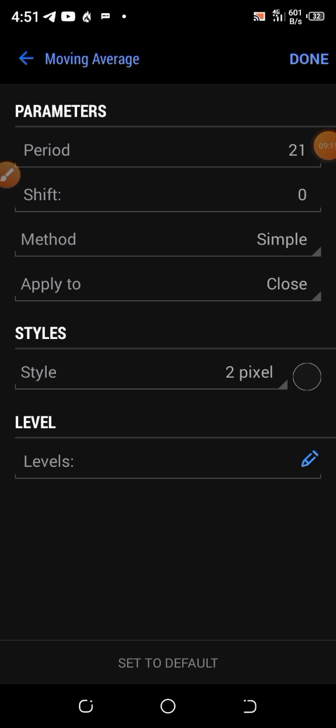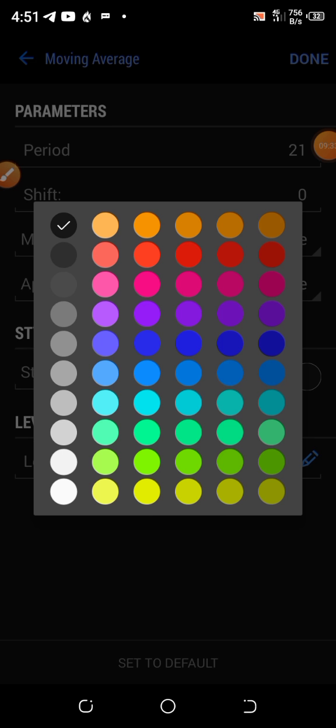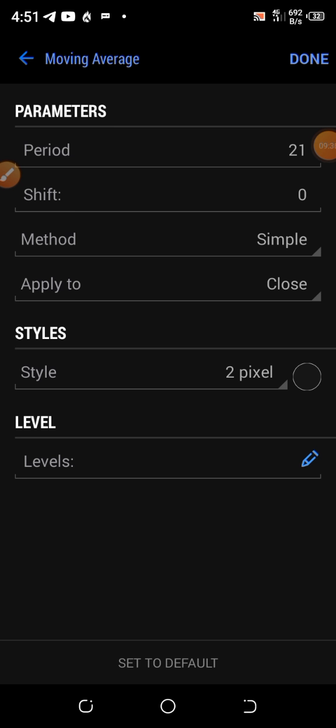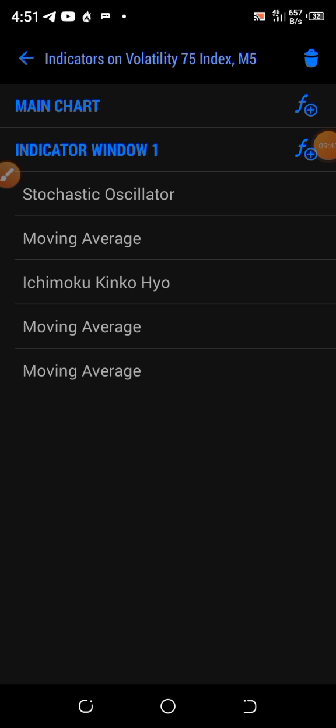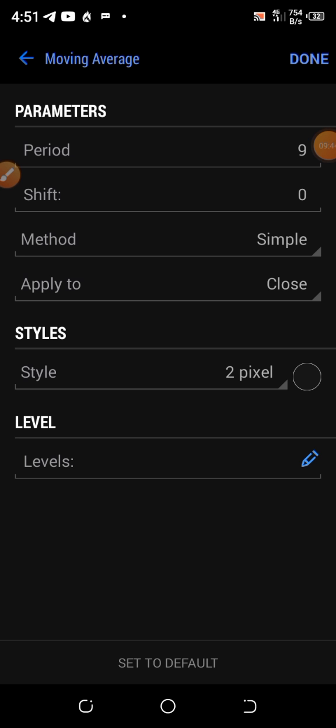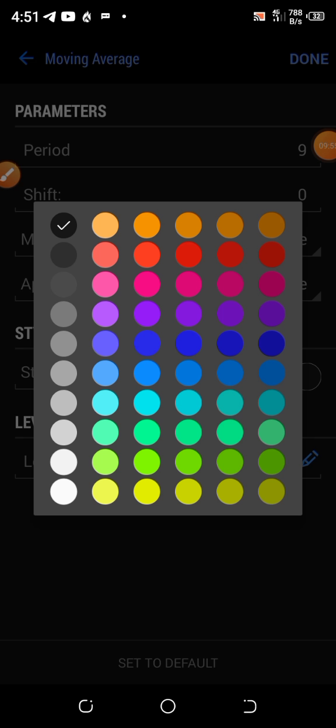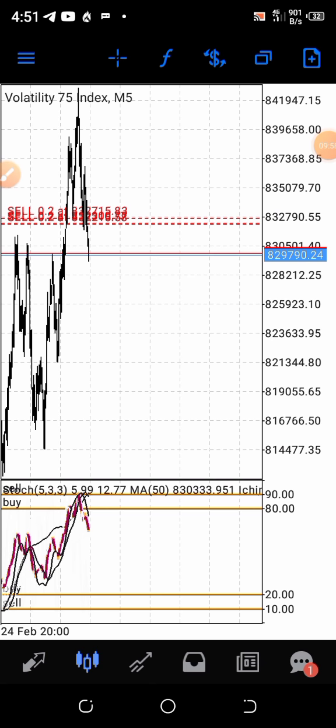So our next indicator is moving average 21, period 21, shift 0, method simple, apply to close. You can see this 2 pixels. You change the color to any color of your choice. I am using black for the moving averages. Done. And we go again. Our other moving average is period 9, shift 0, method simple, apply to close, style 2 pixels. You still change the color to black. I just want to keep it simple, and done.